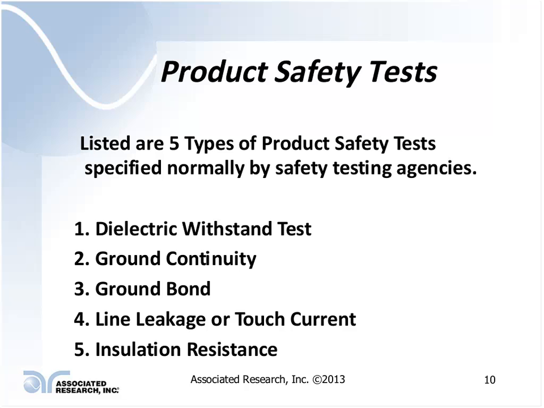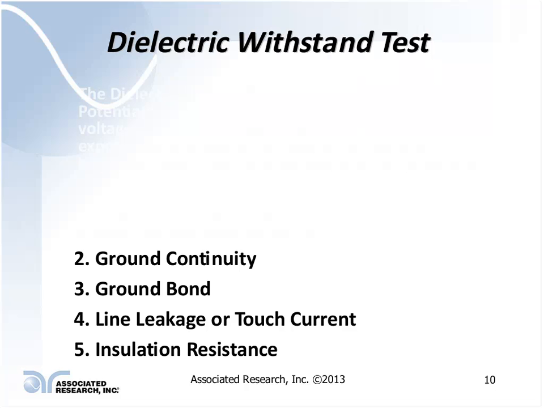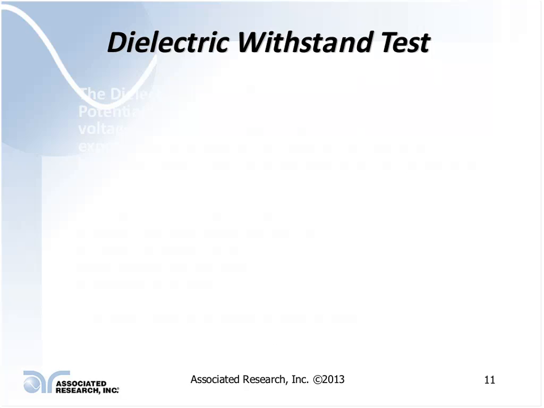One of the big differences is that it gives you a value back in the actual insulation resistance of the product, rather than how much leakage current is flowing through the product based upon the applied potential. So, we'll talk about each of these types of tests as we go through this. Okay, the dielectric voltage withstand test.